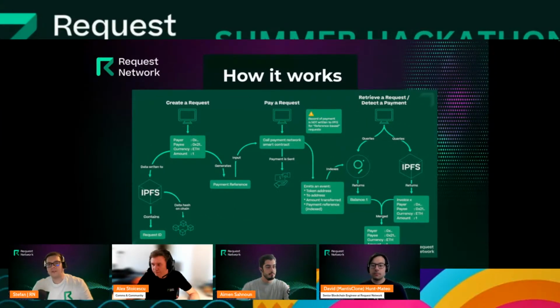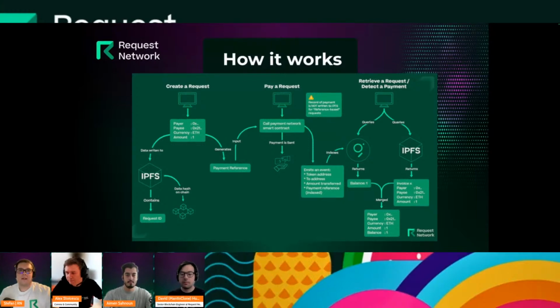Request Network is an open source protocol for blockchain-based payments. It allows anyone to create, share, and store payment requests in a decentralized way. We aim to make payments more efficient, transparent, and cost-effective.